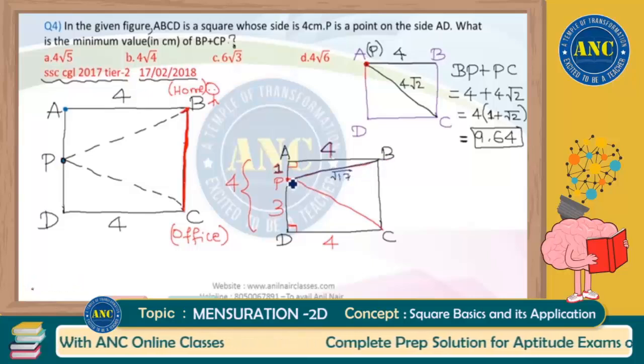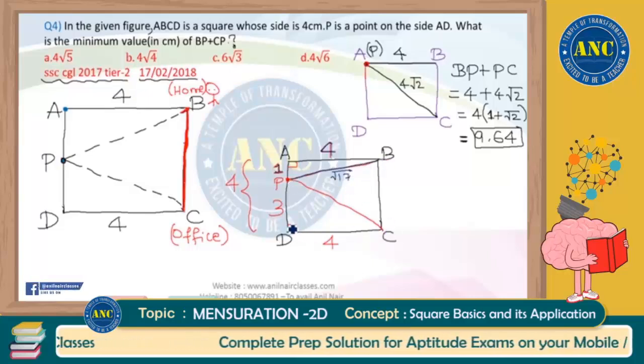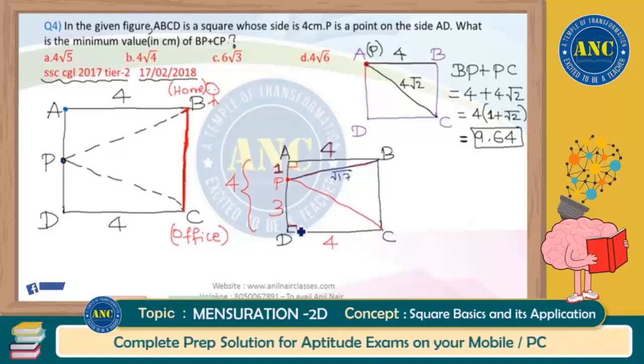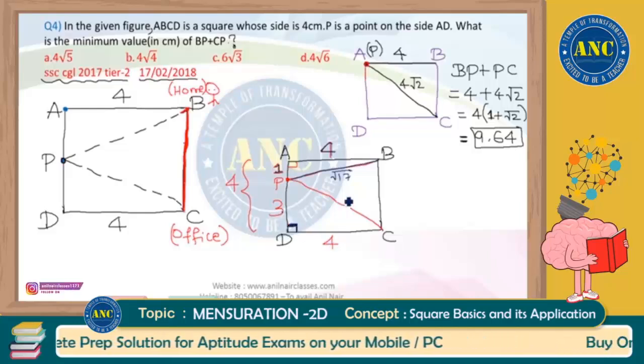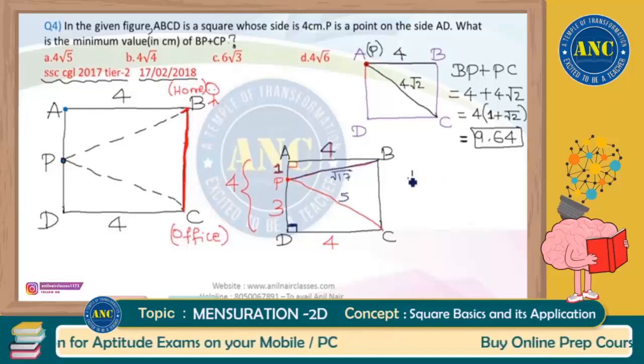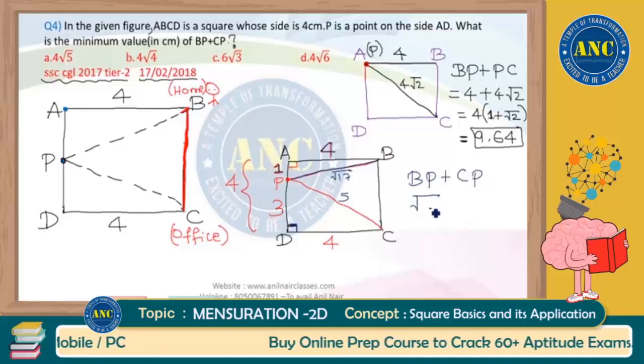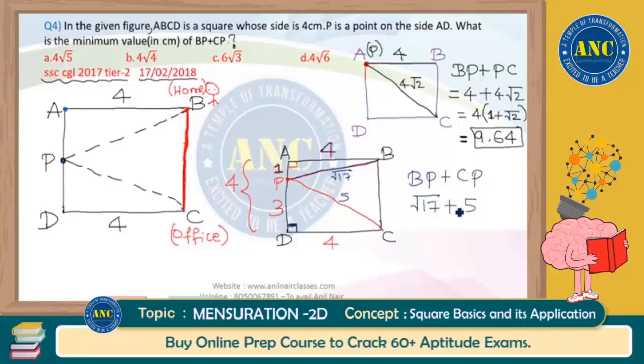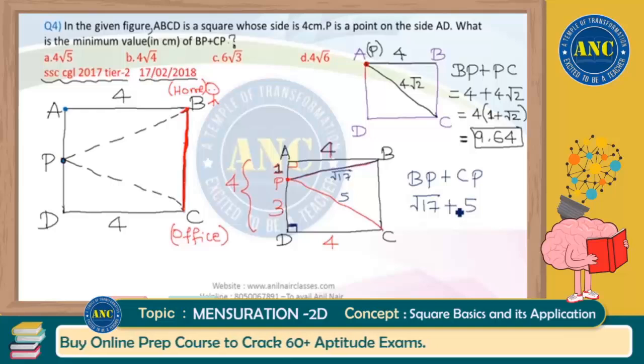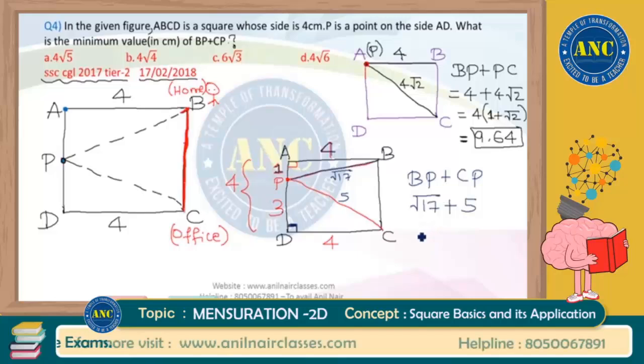And I can also say that for PC, this is 3, this is 4. Hypotenuse should be the Pythagorean triplet, it should be 5. That means BP plus CP is nothing but root 17 plus 5. The value of root 17 is more than root 16; approximately it is 4.12 plus 5. So your answer is approximately 9.12.